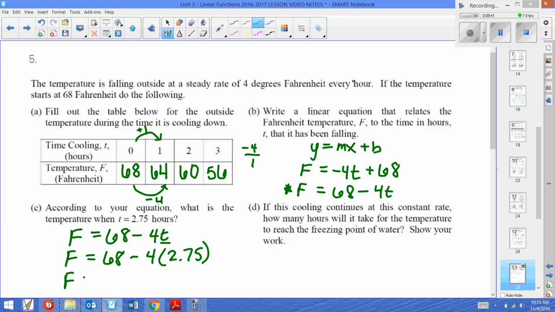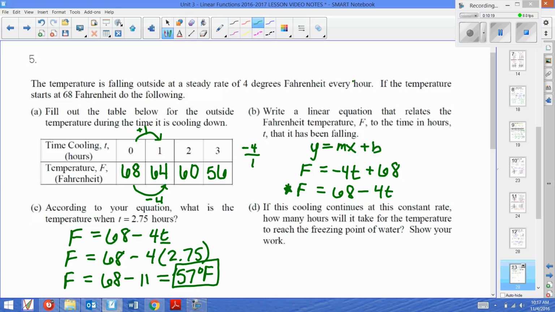So F is equal to 68 minus 4 times 2.75 is 11. So 68 minus 11 is 57 degrees Fahrenheit. And we'll just include our unit because we're talking about a real life example. D says, if this cooling continues at this constant rate, how many hours will it take for the temperature to reach the freezing point of water? Well, what is the freezing point of water?